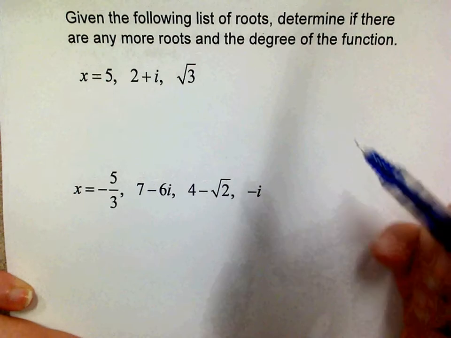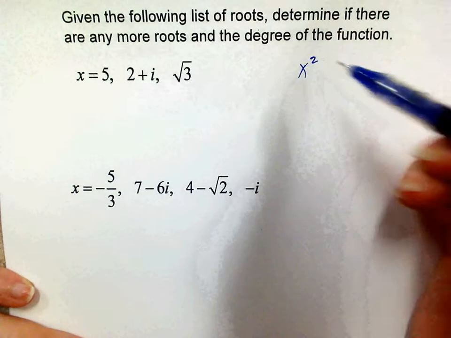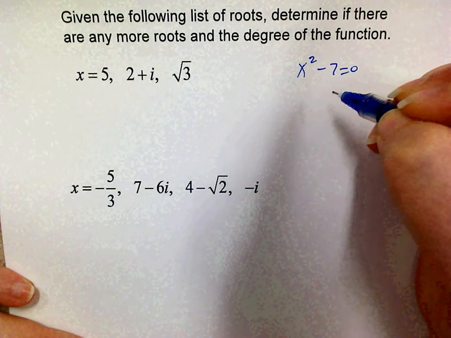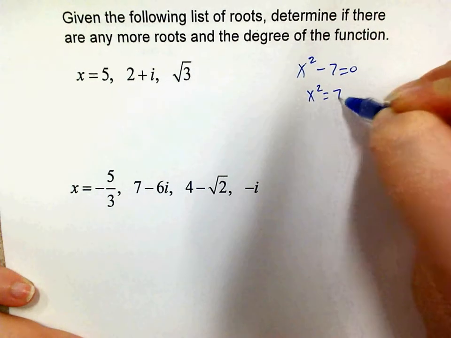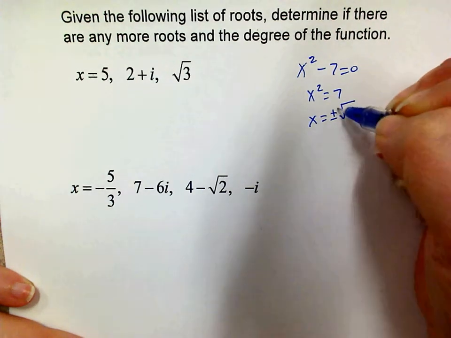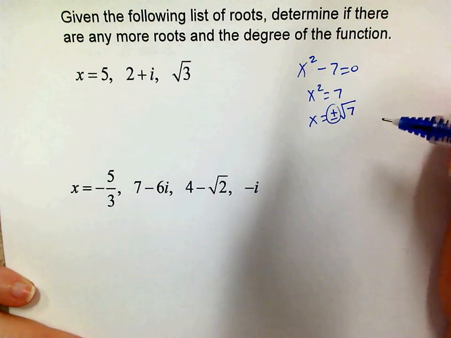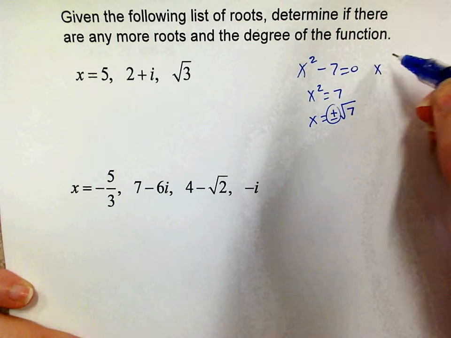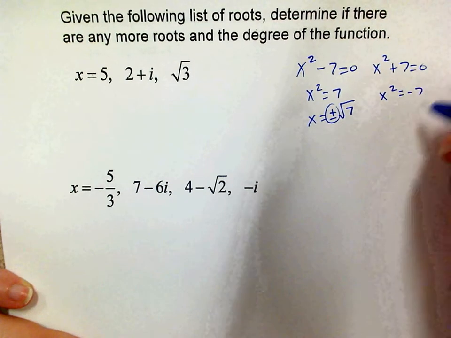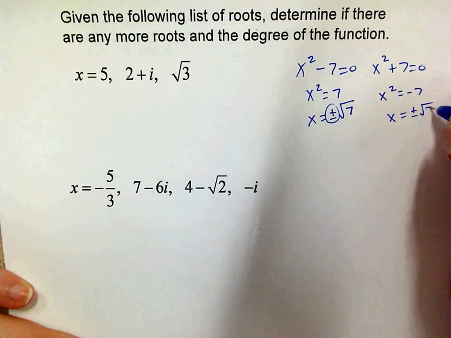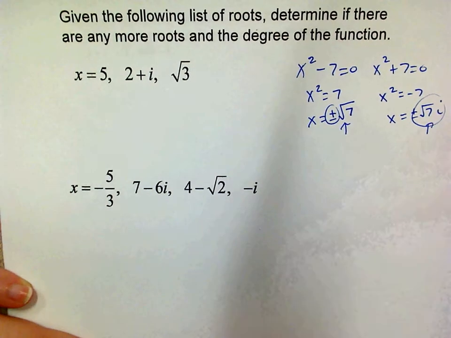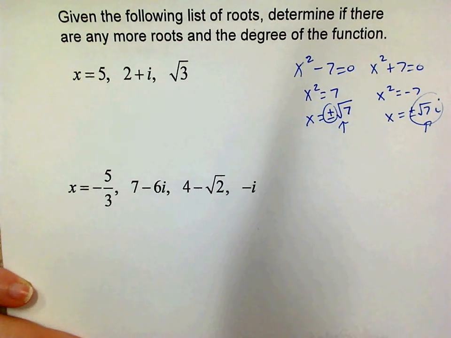Something to remember is that if you were to solve an equation like x squared minus 7 equals 0, you would add the 7 over and take the square root. When you take the square root, there are always two solutions, the plus and the minus, which means they're conjugate pairs. They have to come in pairs. Just like if you were to solve x squared plus 7, it would be x squared equals negative 7, so x equals plus and minus the square root of 7i. So irrationals with square roots and imaginary numbers with the imaginary i always come in conjugate pairs.